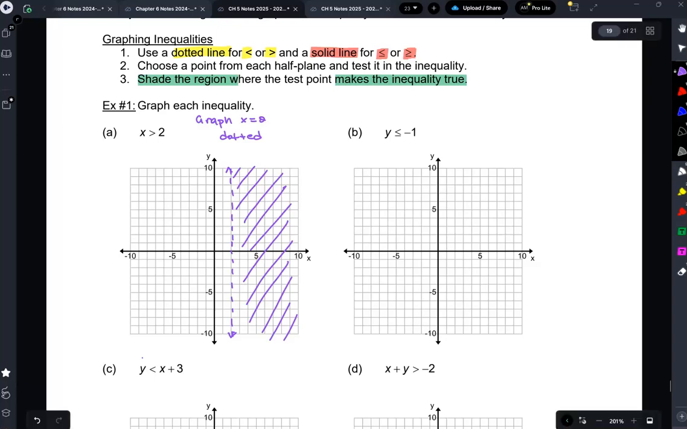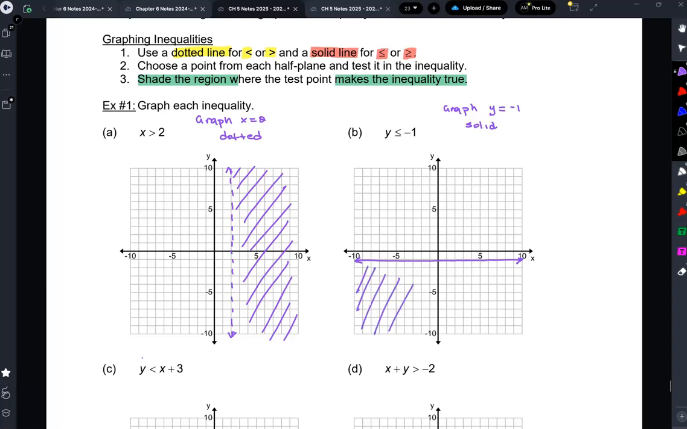Okay, this one, y is less than or equal to -1. We're going to graph y equals -1. And because it's less than or equal to, this is going to be a solid line. Okay, y equals -1 is a horizontal line at -1. And again, that separates the region into two, the upper and the lower parts. And we have to pick and shade the one that makes this true. Because we want the y values that are less than or equal to -1, we're going to shade the bottom. Okay.